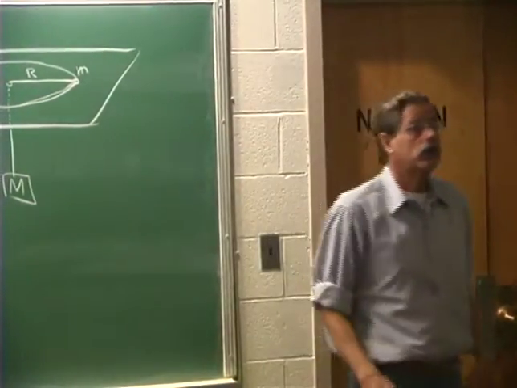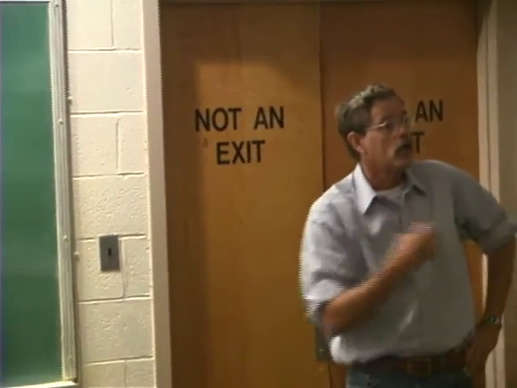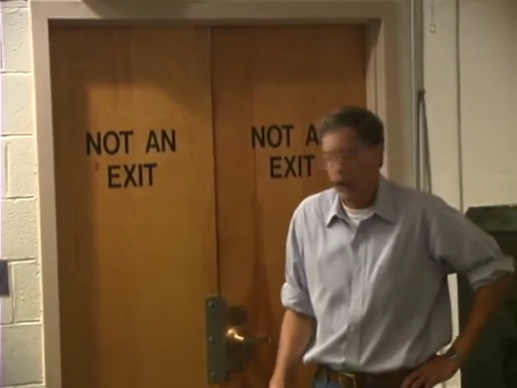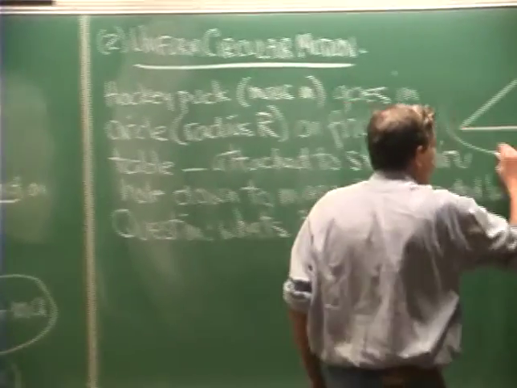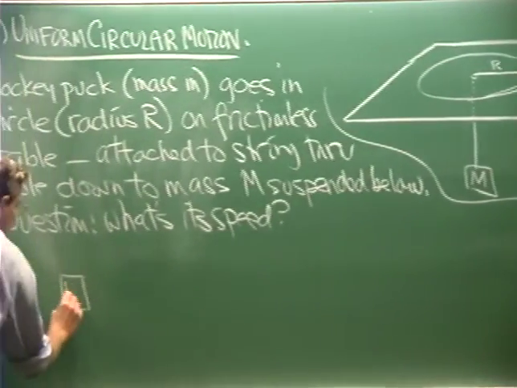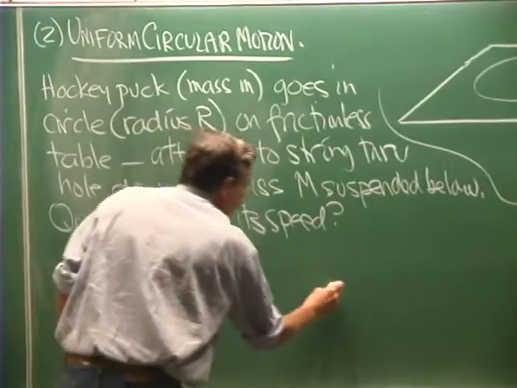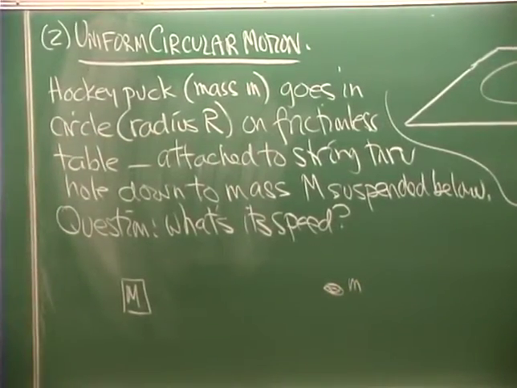But I'm telling you, this is frictionless, and it happens to be going just exactly the right speed so that it keeps going around in a circle, and it's our business to find out what that perfect right speed is. There's the scene. Let me draw the two bodies in question: the hanging mass, M, and the hockey puck, little m. Let's see what forces act on those.